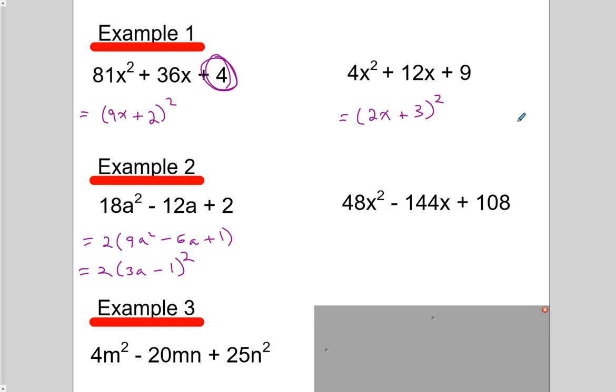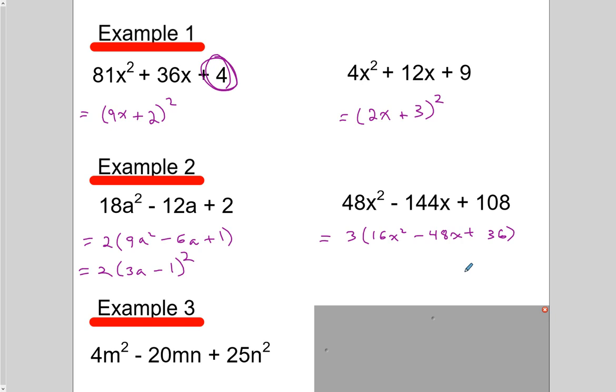Okay, so you might have had to think about that one for a while. What is our greatest common factor that we can pull out of here? Well, in fact, it is 3. If you factor a 3 out of there, 48 divided by 3 is going to give you 16. So we've got 16x squared. 144 divided by 3 is going to give you 48. And 108 divided by 3 is going to give you 36.